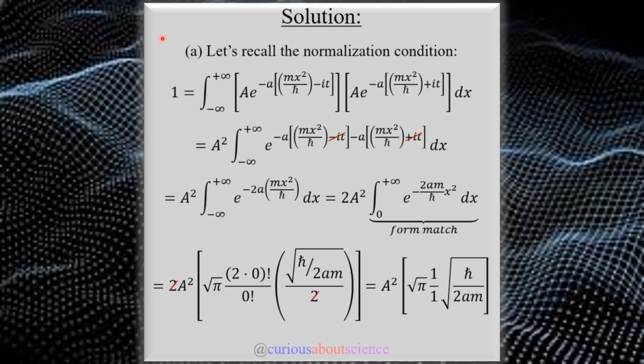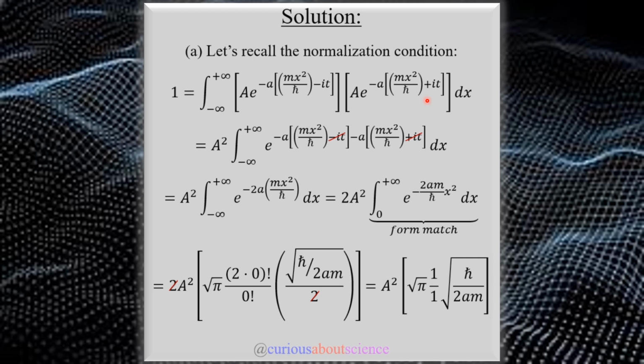So for the solution, in part A, of course, we know we needed to use the normalization condition, which is 1 equals the infinite integral of the probabilities. So the probability density here is psi star psi. Here's what we have, psi star, the complex conjugate. Notice we have a negative i here versus the positive i on this side.